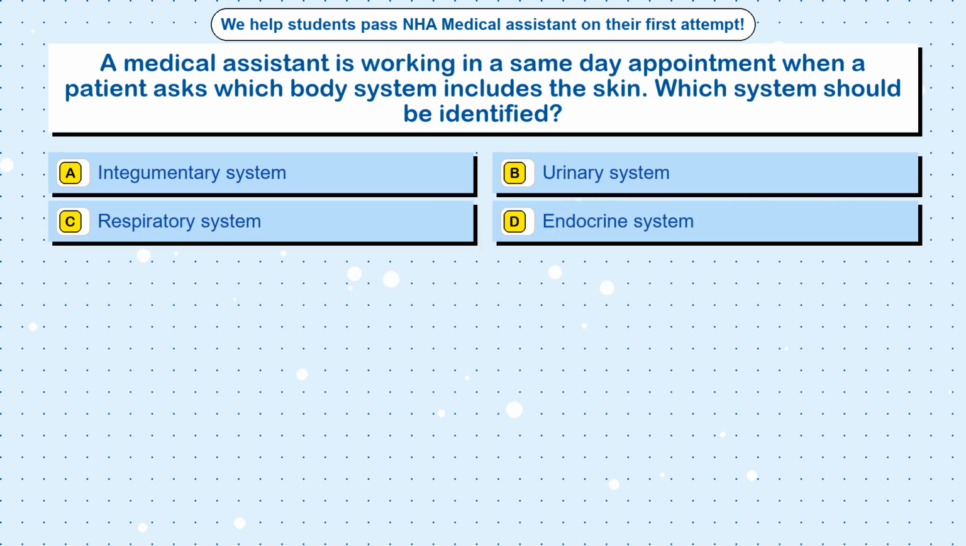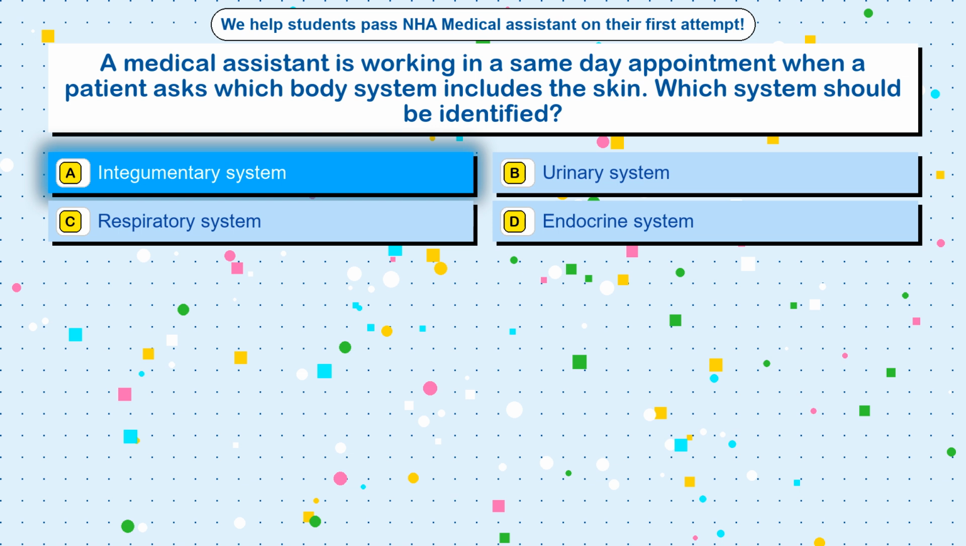Question 97. A medical assistant is working in a same-day appointment when a patient asks which body system includes the skin. Which system should be identified? Option A. Integumentary system. Option B. Urinary system. Option C. Respiratory system. Option D. Endocrine system. The correct answer is option A.